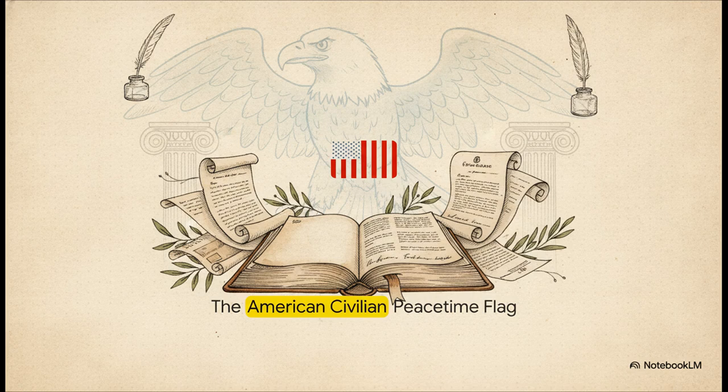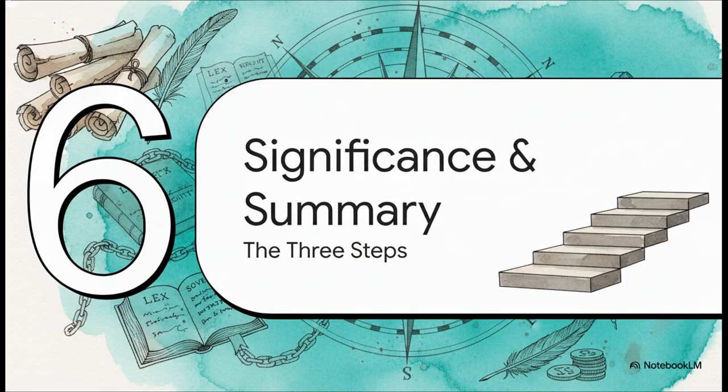Now, this next concept is a major claim in the source documents, and it has to do with the American civilian peacetime flag. The texts emphatically state that the actual foundational American government has literally been at peace since 1814. According to this view, any use of a war flag since then is just an aberration by foreign federal subcontractors.